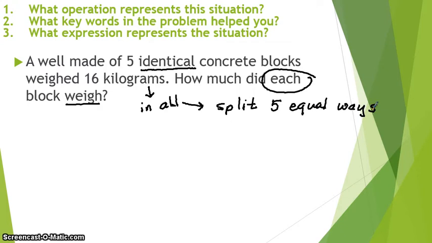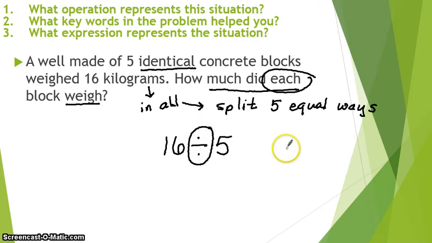So look back. What operation means that we're splitting evenly or finding how much for each? How much for each? Well, that's division. So we're going to take the 16 and divide it 5 ways. How else can you write division besides with this symbol? You could use a fraction bar. 16 divided by 5.